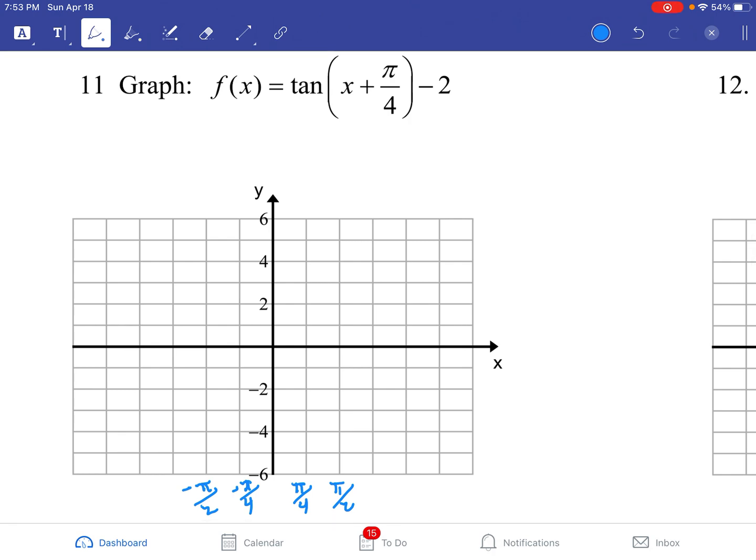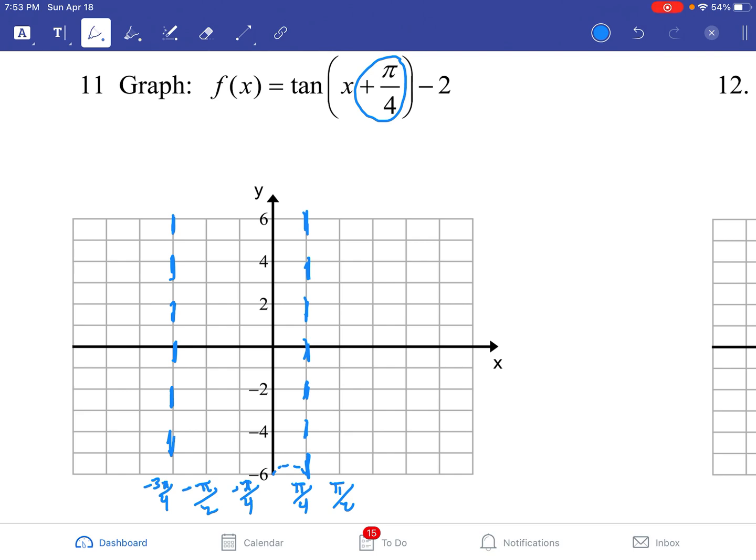All right. Next, the horizontal shift. We are moving to the left by pi over 4. So if pi over 4 is 1 interval on our graph, we're going to move 1 interval to the left, which gives you negative 3 pi over 4. That's going to become the end part for our asymptote. We're going to move over 1 spot to the left from positive pi over 2 to positive pi over 4 for the other side of the asymptote.